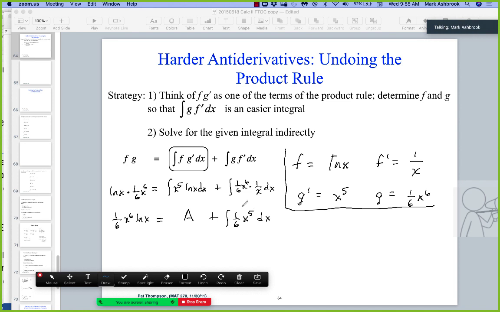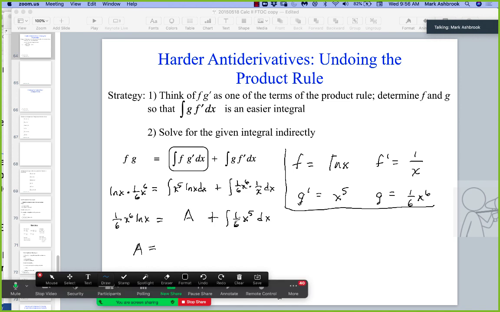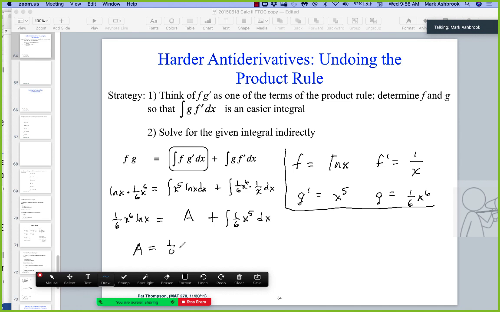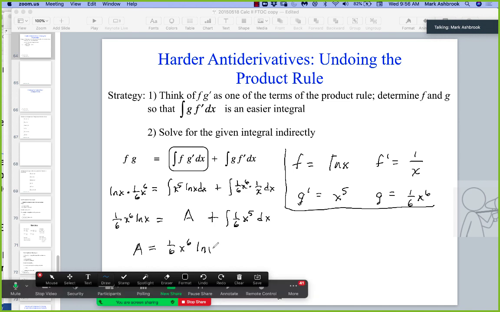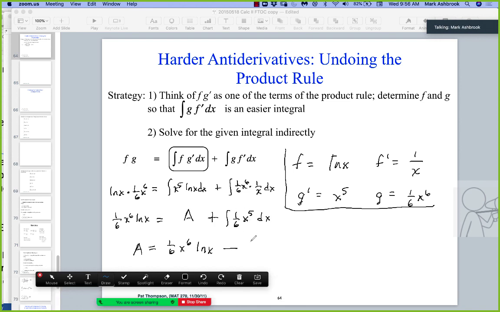So, how do we do? Is it easier? Is it doable? Can we keep going? Yes, right? Compared to doing the chain rule, this is very straightforward. So what is it? It's going to be 1/6 x to the 6th ln of x minus the antiderivative of this, which is 1/6 times another 1/6 x to the 6th, plus C.